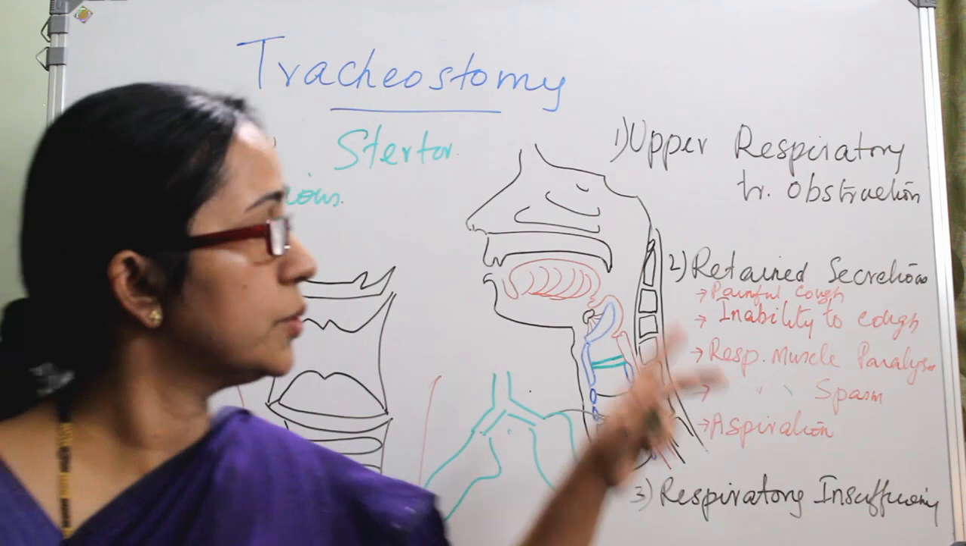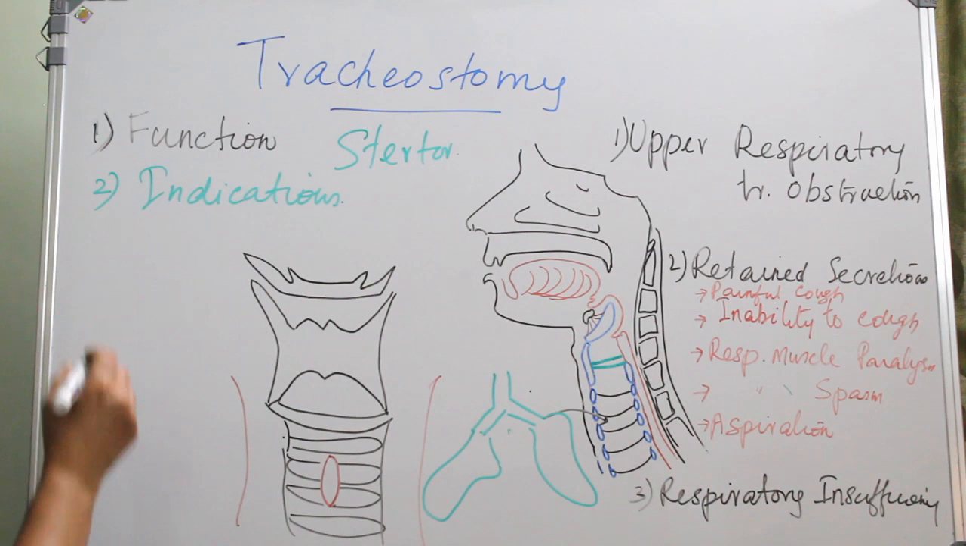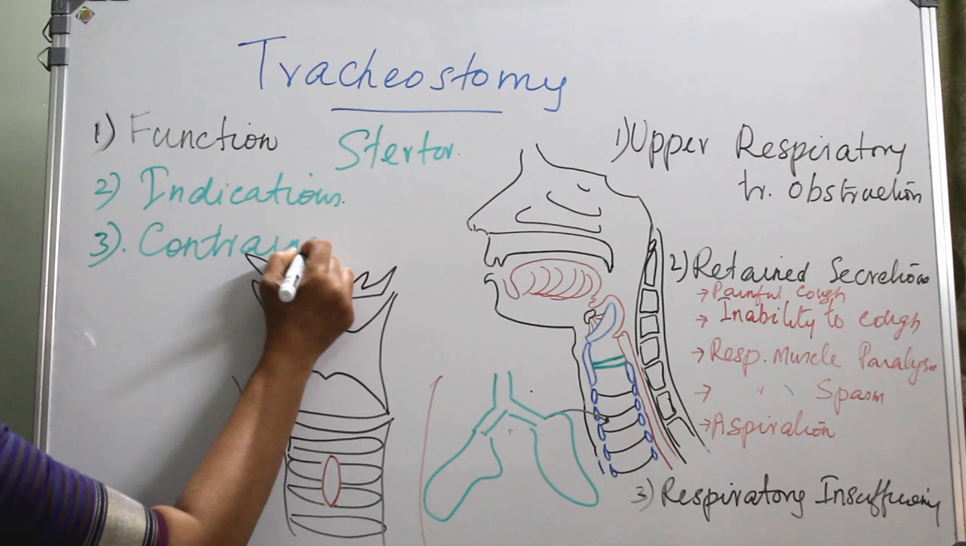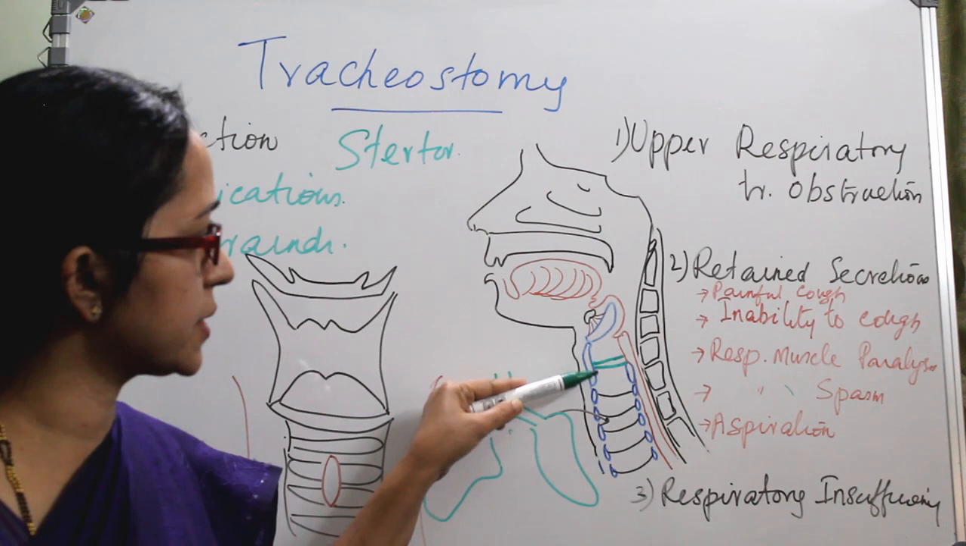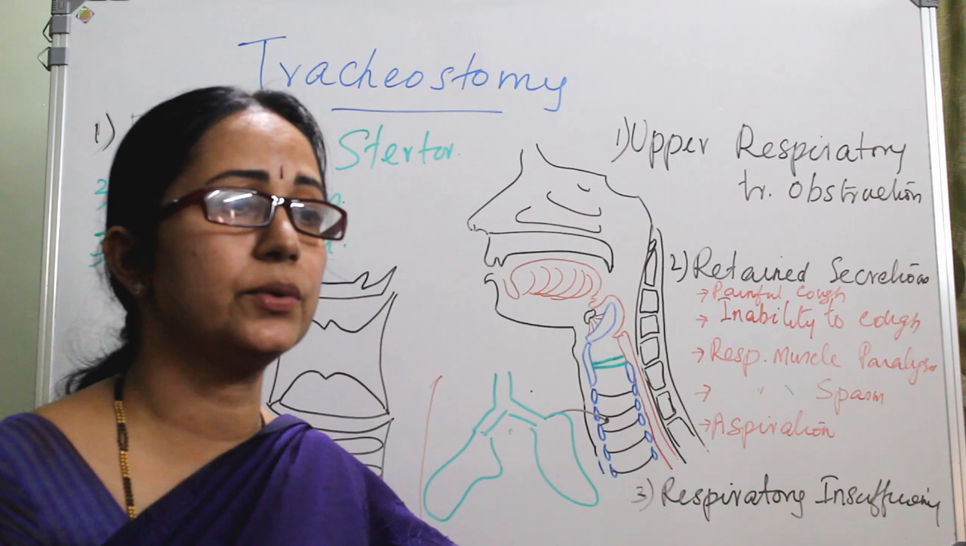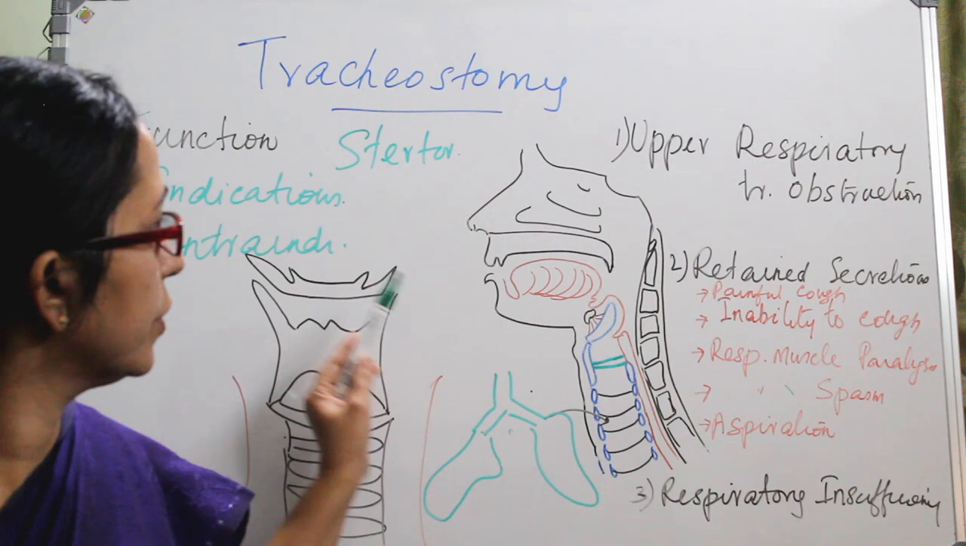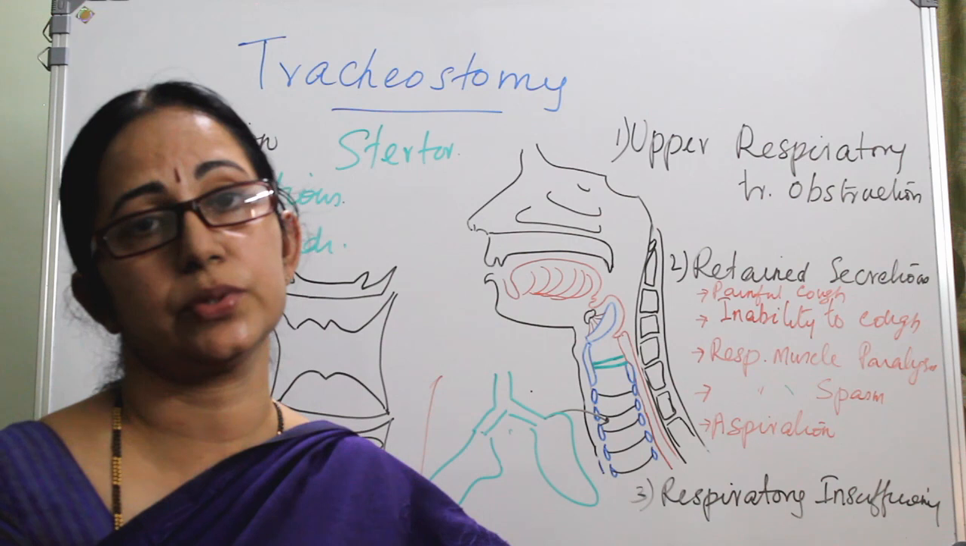And then what are the contraindications? Only one contraindication. What is that? You can tell that. That is an obstruction below the level of the site of tracheostomy. Is there any use of doing a tracheostomy if the obstruction is below the level of the tracheostomy site? There is no use. So only one contraindication, and that is an obstruction below the level of the tracheostomy site.